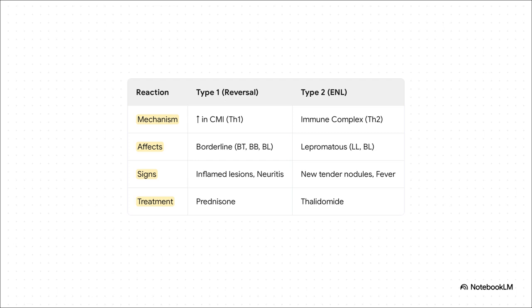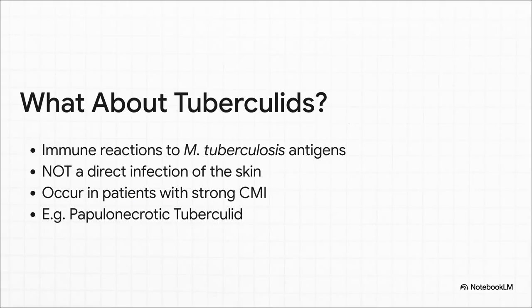Type 1 is a sudden upgrade in cell-mediated immunity, a shift up the spectrum towards the tuberculoid pole. This happens in borderline patients. It causes inflamed lesions, acute neuritis, and we treat it with prednisone. Type 2, or ENL, isn't a shift, it's an immune complex problem driven by a huge bacterial load in lepromatous patients. It's a systemic vasculitis, and the treatment is thalidomide. Totally different pathophysiology.